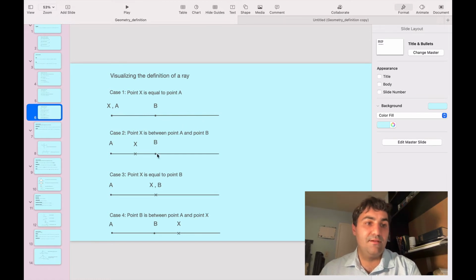So we see these different cases. We have 4 different cases. We can choose x as endpoint A, x as some point between A and B, x equal to point B, or x on the extension of segment AB. So anywhere to the right here, there's infinitely many points, so we can add up all these points to visualize what a ray looks like.